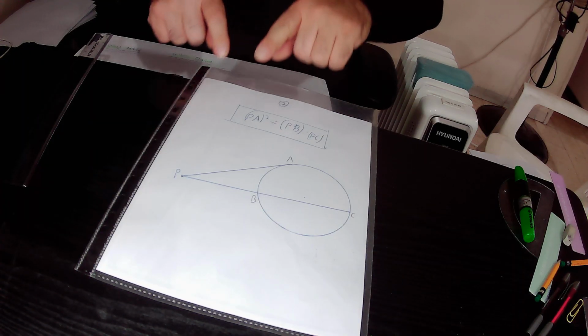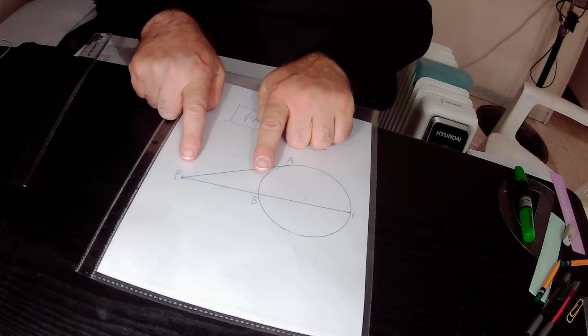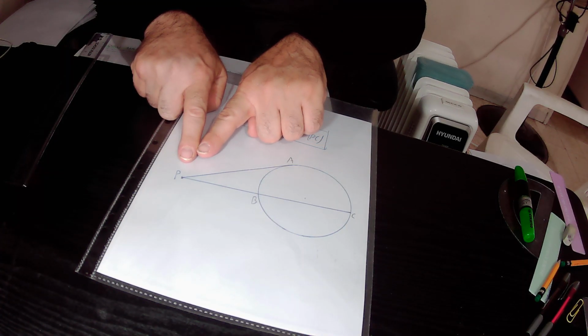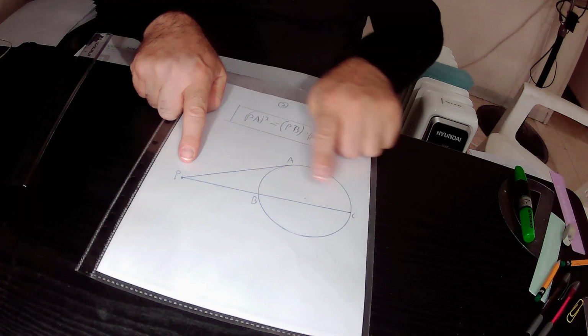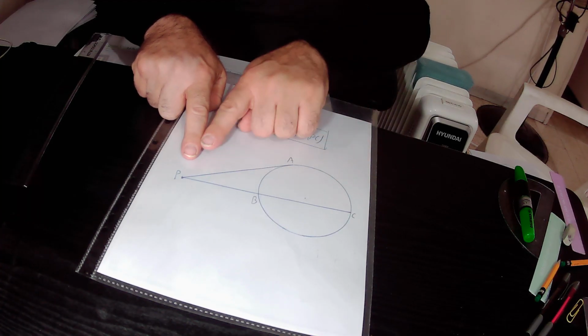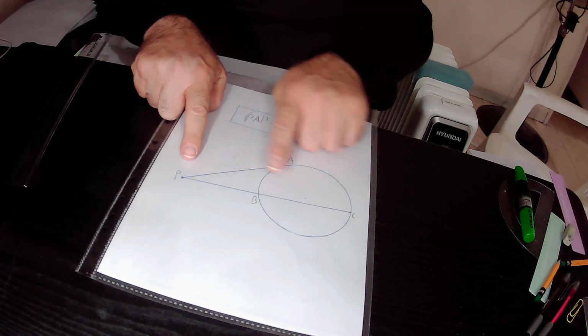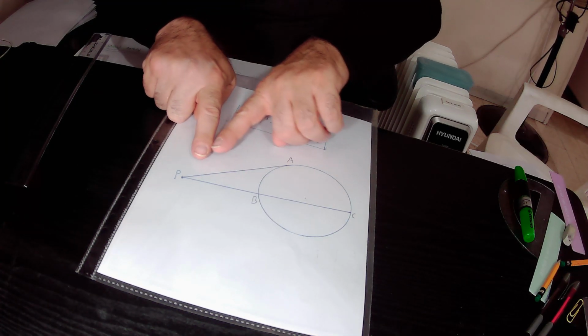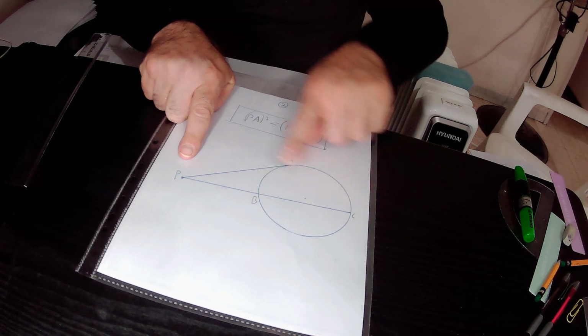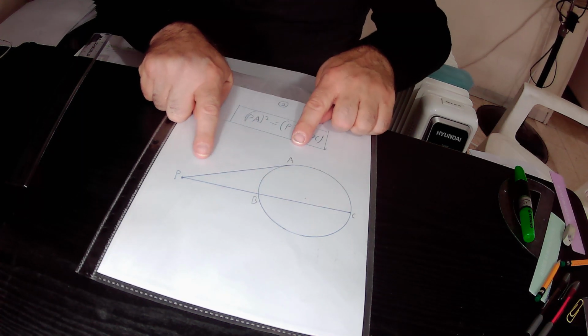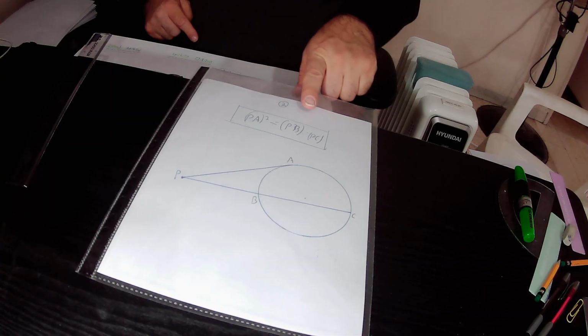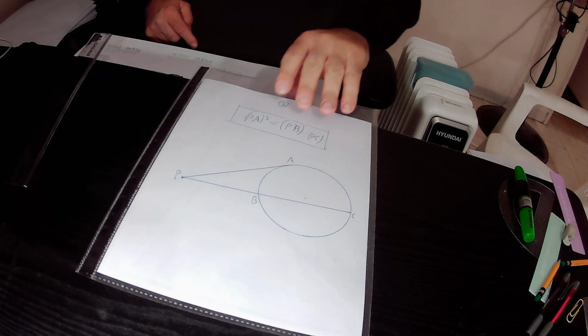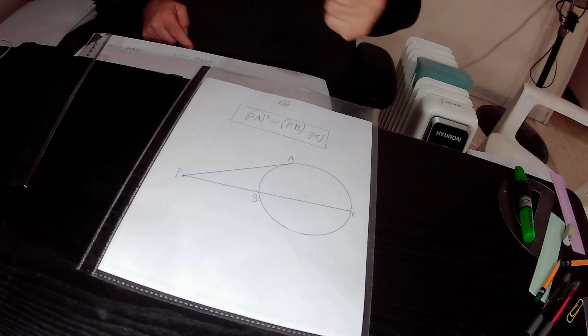The product of the external part of this secant, PB, times the length of the secant in total, this is PC. So PB times PC, the product of the external part PB by the length of the whole secant PC, equals PA squared. So PA squared equals PB times PC. We have now stated the tangent secant theorem in our drawing.